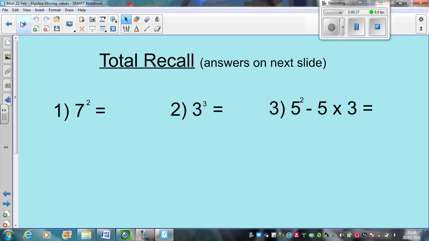7 squared, 3 cubed, and 5 squared, subtract 5 times 3. Pause now.